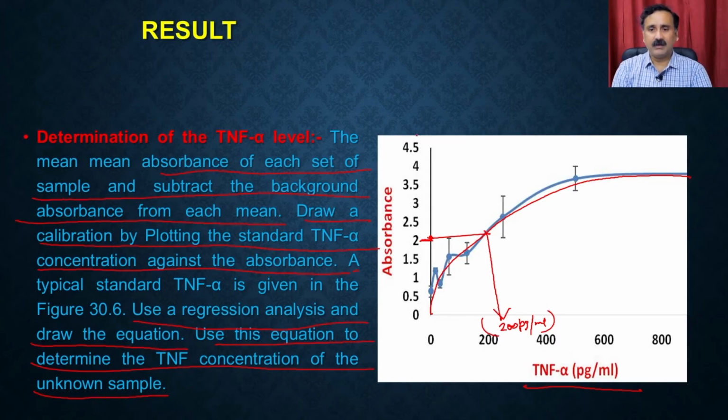So this is the calibration curve you can use for detecting the level of TNF alpha in an unknown sample. The same kind of calibration curve can be drawn for other biological molecules. For example, I said you can detect insulin, so you can do the same kind of calibration even for the insulin molecule.